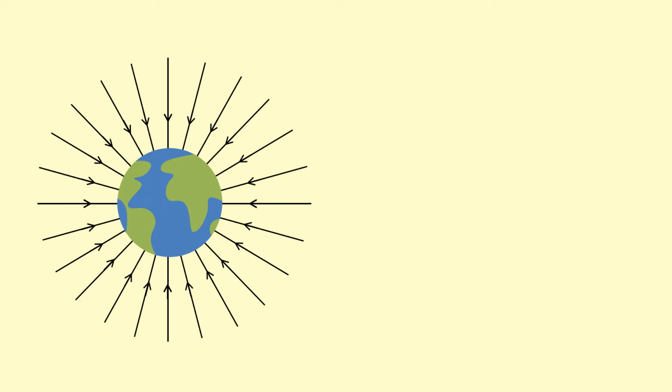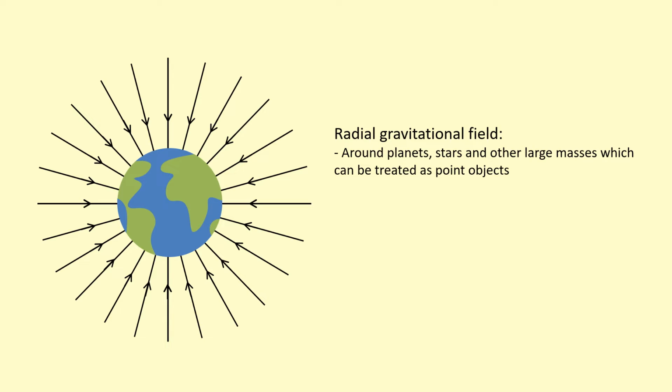Okay, here we have a planet, in this case Earth, and this is a gravitational field pattern around it. This is known as a radial field because it's pointing toward the center along the radius. So a gravitational field or radial field appears around planets, stars, and other large masses, which can be treated as point objects. So they can be treated as a particle and acts toward the center of the particle.